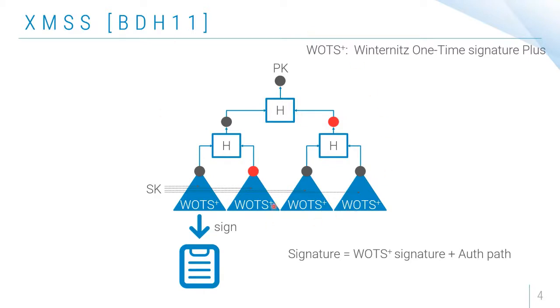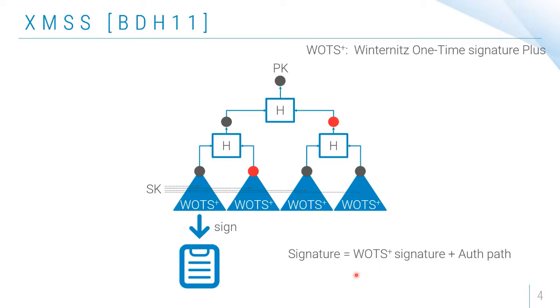In short, XMSS is a Merkle tree using WOTS+, and WOTS+ is a Winternitz one-time signature plus. As the name suggests, WOTS+ can sign only one message. WOTS+ can sign a message directly using the secret key of XMSS, and the public key of WOTS+ is a leaf of the Merkle tree, and the root of the Merkle tree is the public key of XMSS.